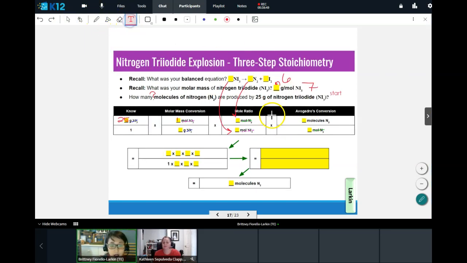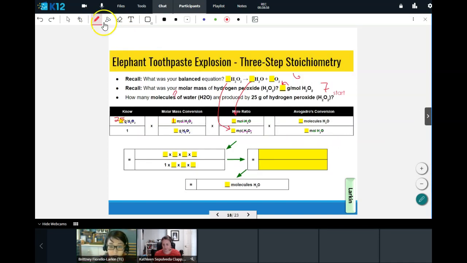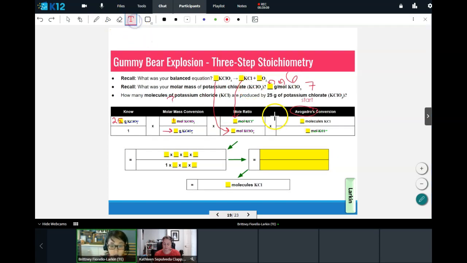Right here, we have 6.02 E to the 23rd molecules of nitrogen on the top, all over 1 mole of nitrogen. Here we have 6.02 times 10 to the 23rd molecules of water on top for every 1 mole of water. And here we have 6.02 times 10 to the 23rd molecules of potassium chloride on the top for every 1 mole of potassium chloride. Now you'll notice that these actually all look identical to each other. The only thing that will be different is everyone's grams will be different and everyone's mole ratios will be different, which is why you do not end up with the same answers. But the basics here all look very similar.